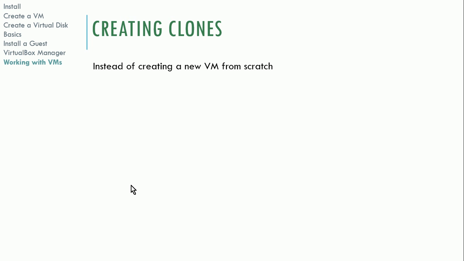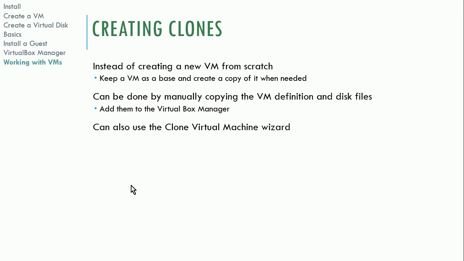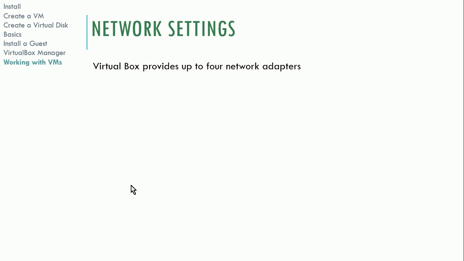Creating a clone: instead of creating a new VM from scratch, you can use a VM as a base and create a copy of it when it's needed. It can be done manually by copying the definition and disk files, and you can add them to the VirtualBox Manager. But you can also use the Clone Virtual Machine Wizard. I personally would use the wizard because it'll change the things that need to get changed. So there's definitely good reasons to use that. For example, the MAC address will get changed when you use the wizard. That way you don't have to worry about going in and making those changes.